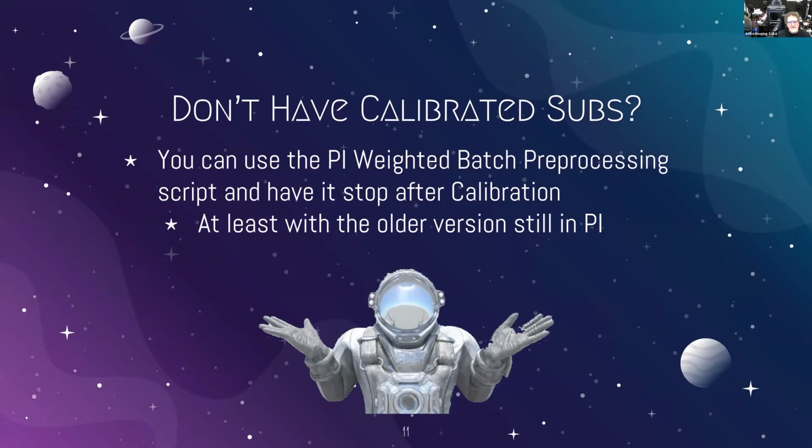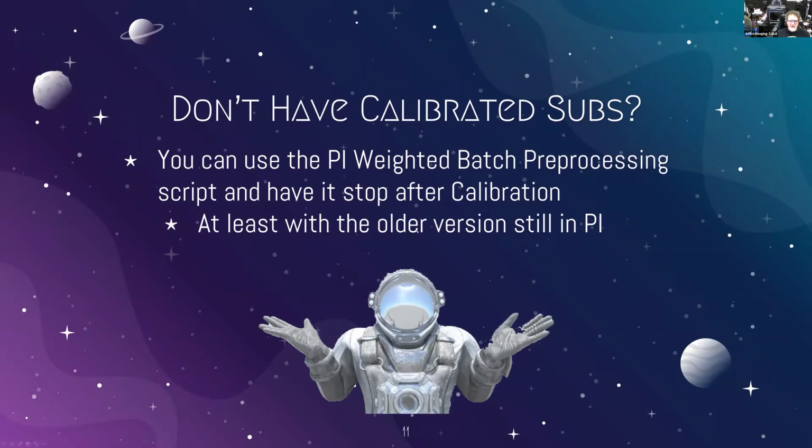So what happens if you don't have calibrated subs? Well, I've been using the weighted batch pre-processing script to do just the calibration. I haven't figured out in the latest incarnation of that how you do that, but the older version is still there in the scripts menu in Pixinsight. And there's a checkbox that says, calibrate only or stop after calibration or something to that effect. So I've been using it to do that.